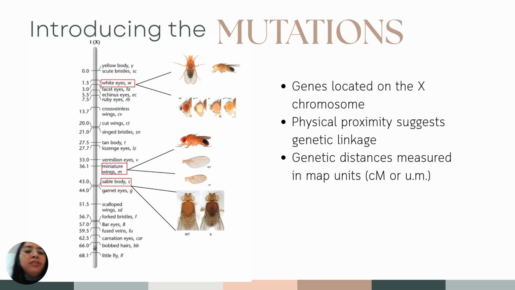This experiment focused on three recessive X-linked mutations: white, which affects eye color; miniature, which affects wing size; and sable, which affects body pigmentation. All three genes are located on the X chromosome, and their physical proximity suggests genetic linkage. Genetic distance between these genes is measured in map units, also known as centimorgans.